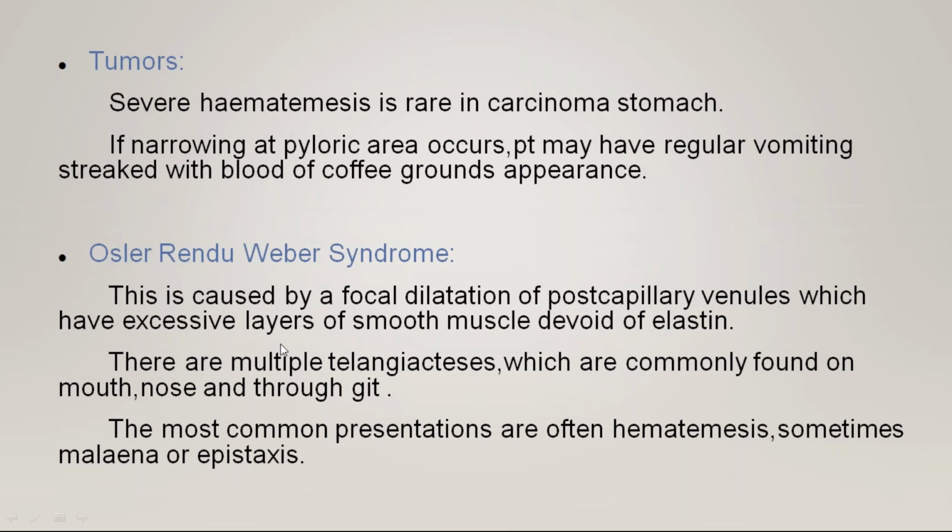Hereditary hemorrhagic telangiectasia, Osler-Rendu-Weber syndrome, is also a cause of upper GI bleed. This is caused by focal dilatation of the post-capillary venules, which have excessive layers of smooth muscle devoid of elastin. So there is a lack of elastin in the smooth muscles. That's why there is dilatation of the post-capillary venules, which will lead to rupture, hematemesis and shock.